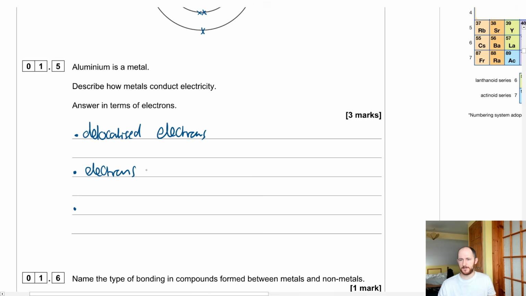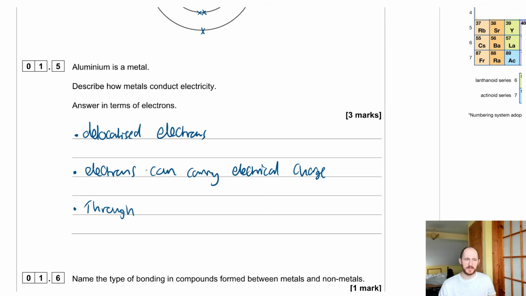So the electrons can carry electrical charge through the material or the metal, or whatever you want to say, through the metal. So again, because we have electrons that move, that means they can carry the electricity through the metal. That's all we're saying here.